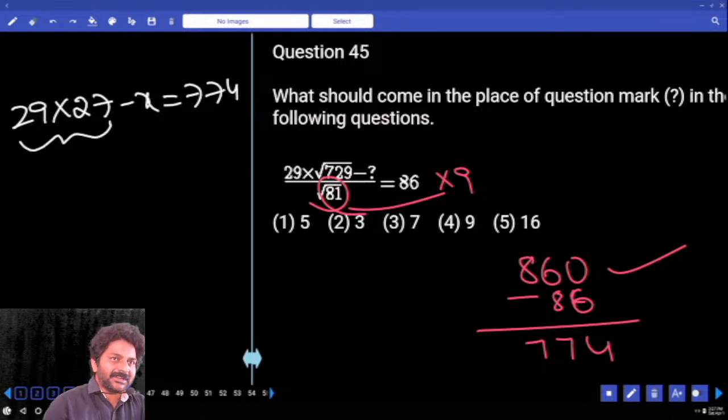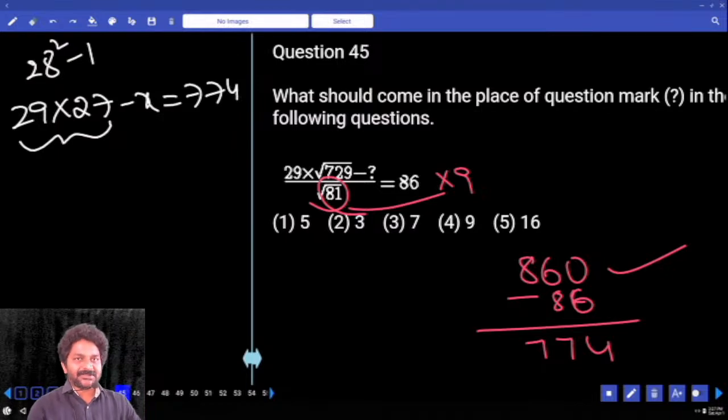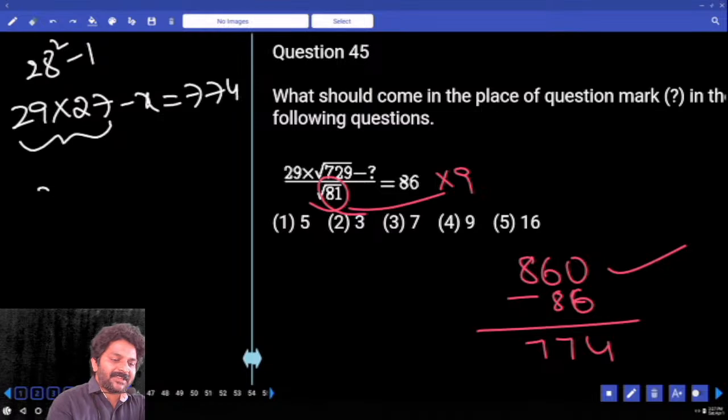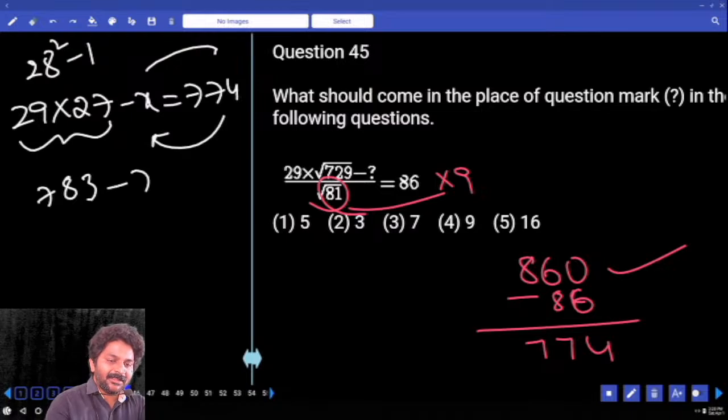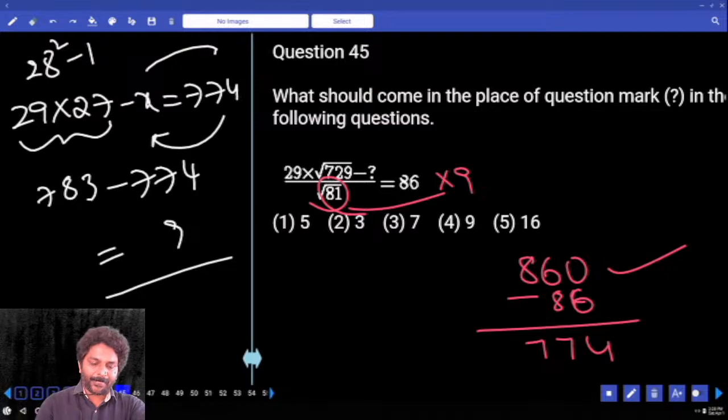Product of two consecutive numbers: middle number square minus 1. A plus b into a minus b concept. 28 plus 1, 28 minus 1, which is 783. Minus x goes to the other side, 774 comes to the left hand side. Minus 774. Answer ends with 9. There is only one.